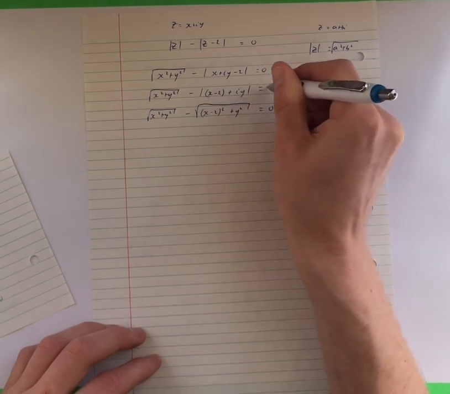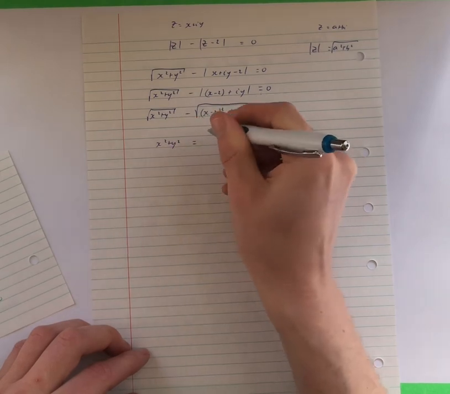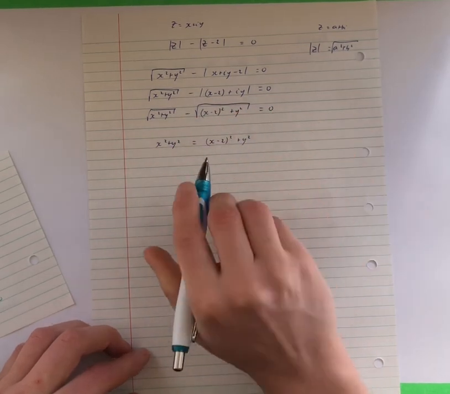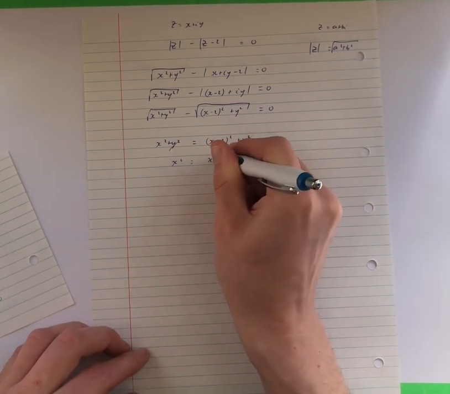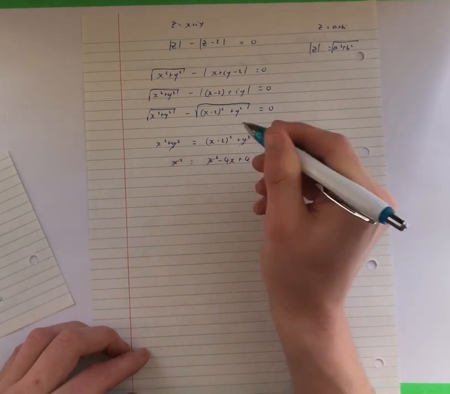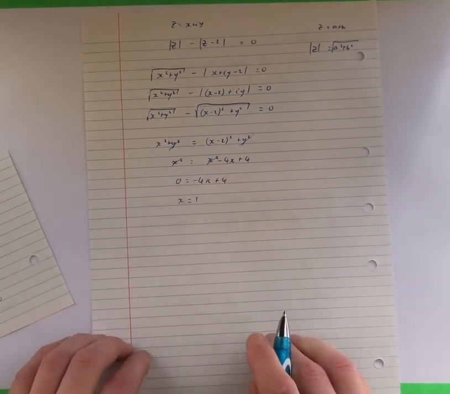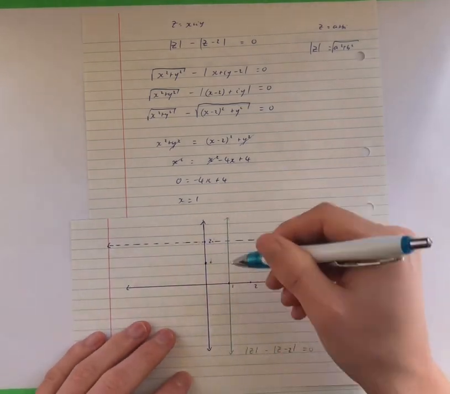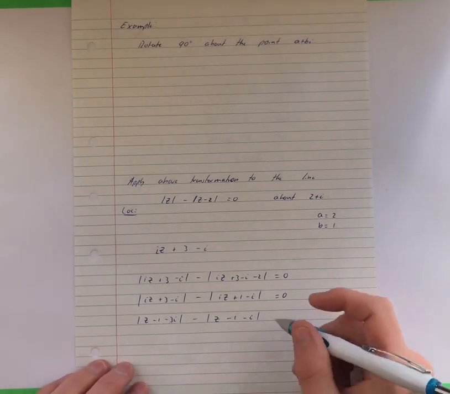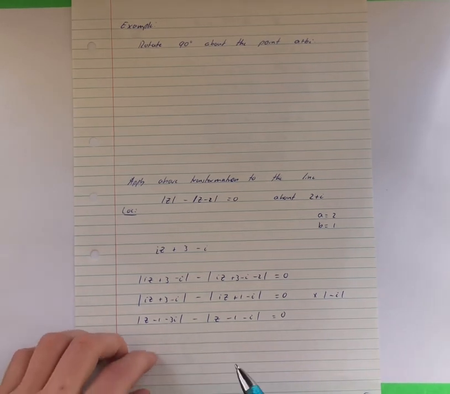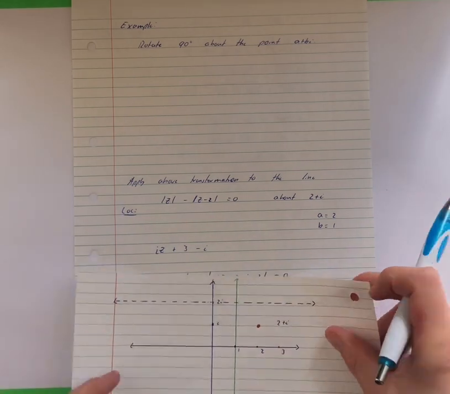It's still equal to 0. We can add this to that side and square, so that x squared plus y squared is equal to x minus 2 squared plus y squared. So I've added this and squared both sides. The y squareds are gone. x squared is equal to x squared minus 4x plus 4. The x squareds are gone. 0 is negative 4x plus 4. x equals 1. That's why this green line goes through 1. And if you were to do the difference of absolute values for this graph, it might be a nice exercise for you to have a go. You should get the line going through 2i.